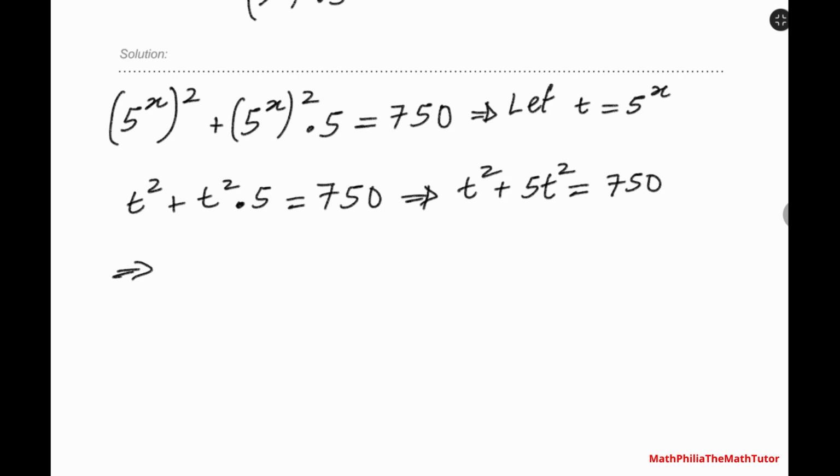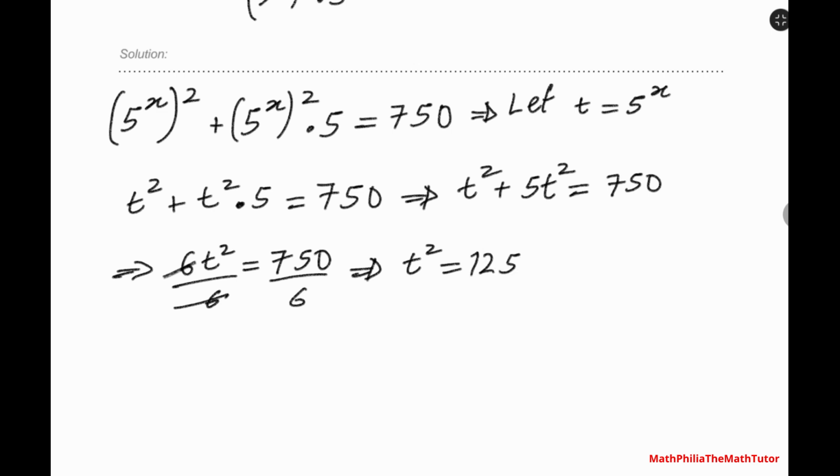Well, t squared, they are like terms, so we can add them. t squared plus 5t squared is 6t squared, and this is equal to 750. Okay, so we want to have t on its own. Let's divide both sides by 6. 6 cancels 6. We have t squared on the left hand side. This is equal to 750 divided by 6. I'm going to use a calculator for this. 750 divided by 6, that is 125.